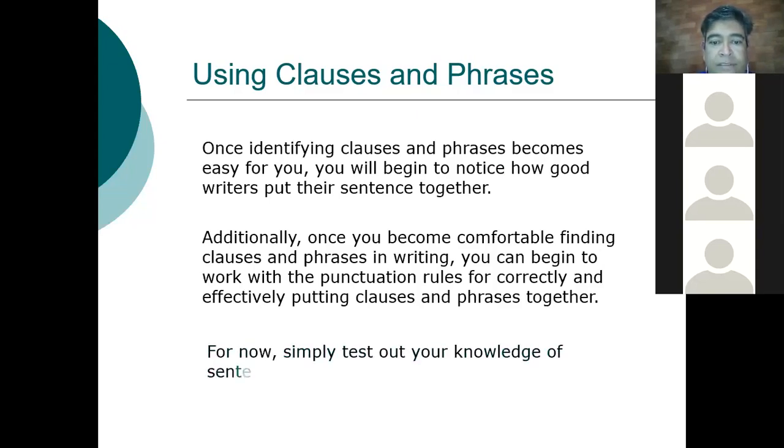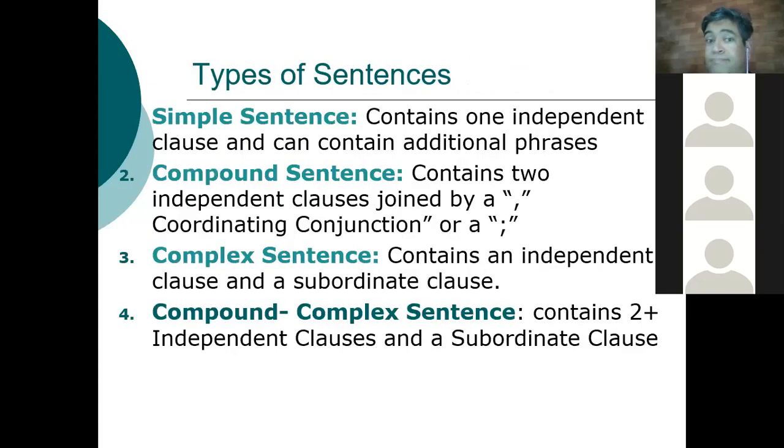And for now, simply test your knowledge of sentences, clauses, and phrases. These are the types of sentences. We have simple sentences that contain just one independent clause and contain additional phrases. Compound sentences contain two independent clauses joined by a coordinating conjunction.